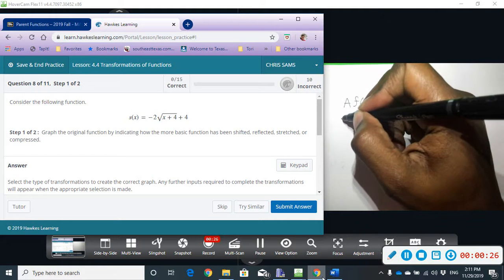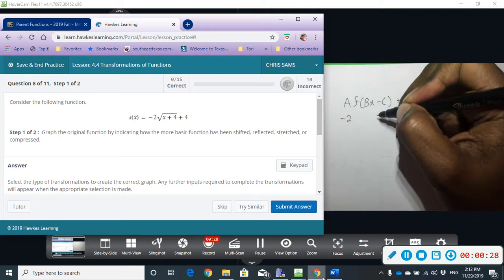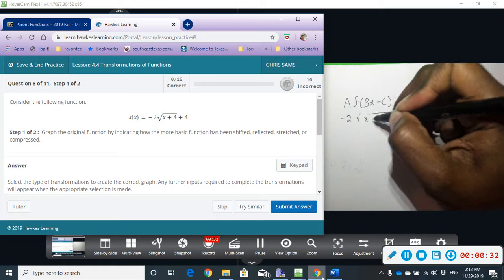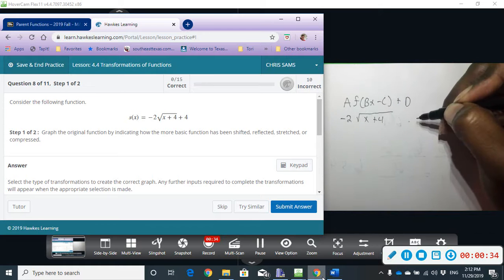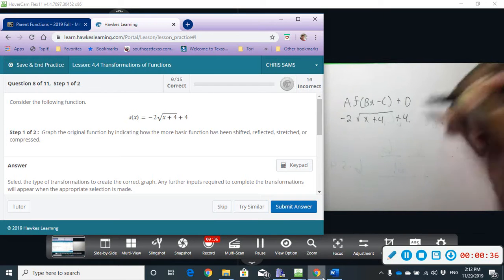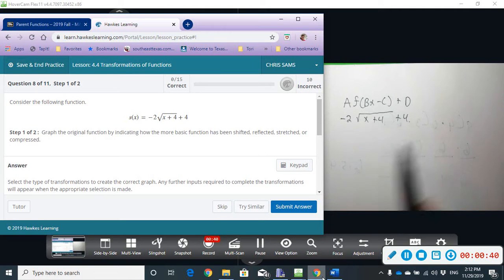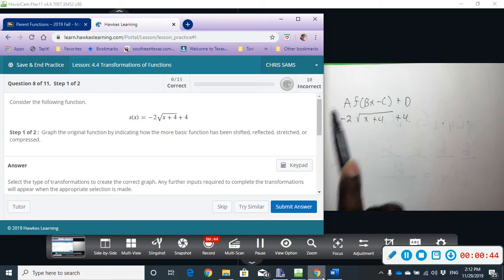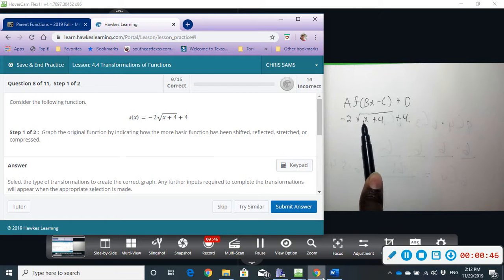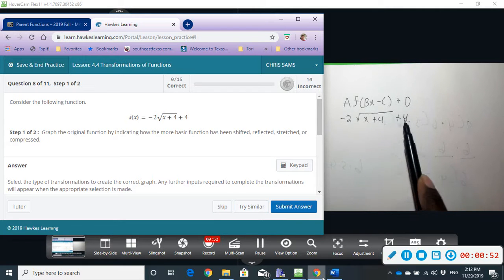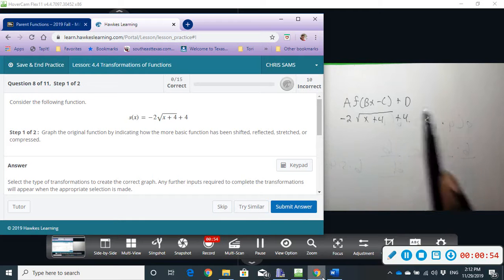Our equation is -2, and then we have the square root of x plus 4, and then plus 4 on the outside. Okay, so this parentheses is like a grouping symbol. Anytime you see something like that, the number on the outside is a. There's no number attached to x, so b is 1. C has changed sign, so it's plus 4, and then d is a positive 4.